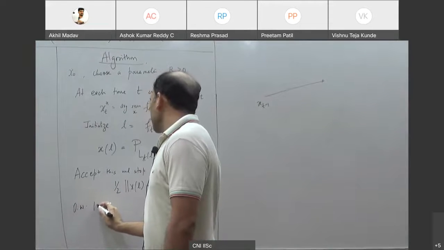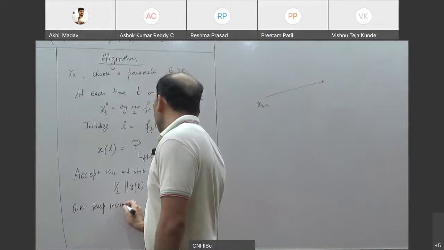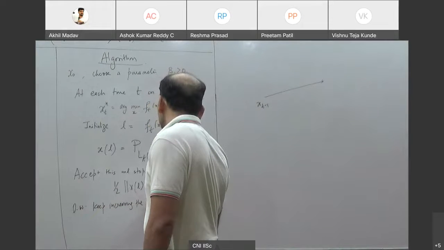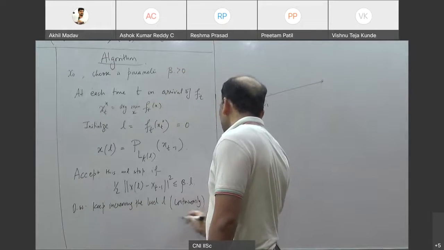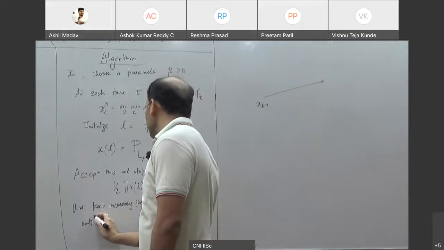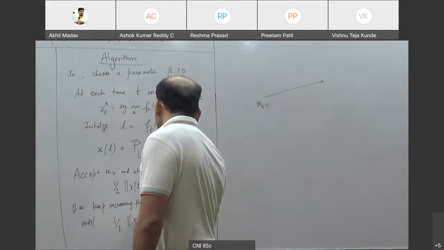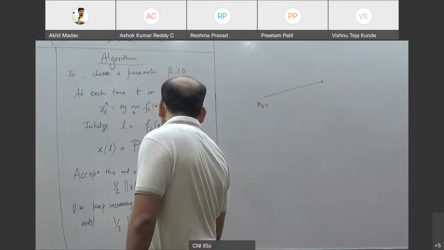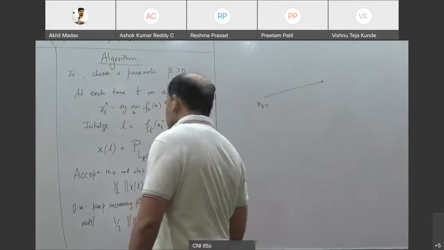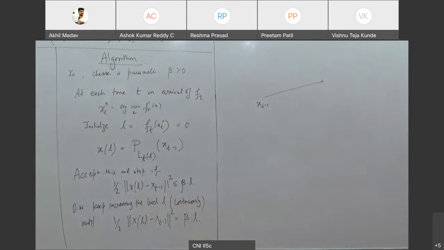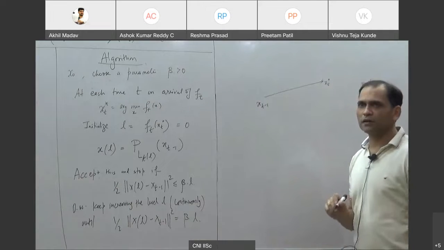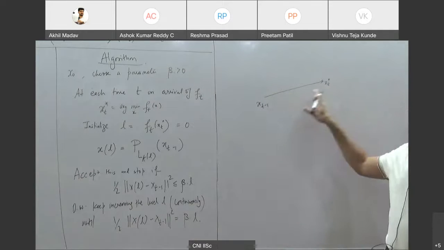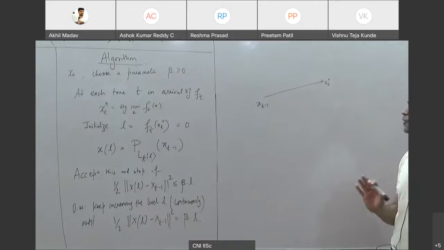Otherwise, keep increasing the level. You can do this continuously or whatever suits you, until half of the distance between X of L and XT minus 1 is equal to beta times L. So in the first step, what happened was XT minus 1 was projected onto XT star. I will accept it only if the distance between the two is 0. Otherwise, I'm not going to accept.